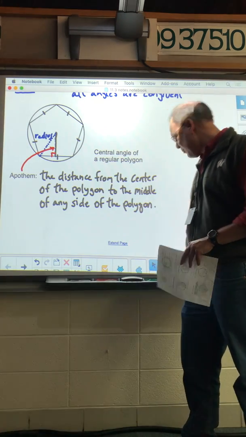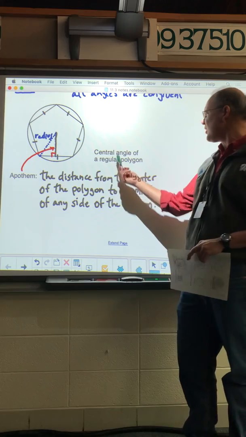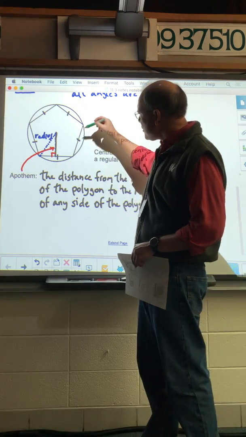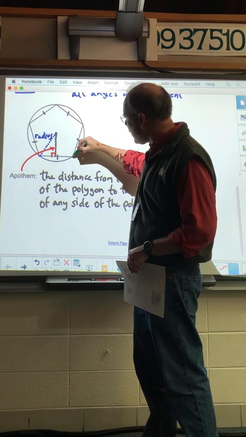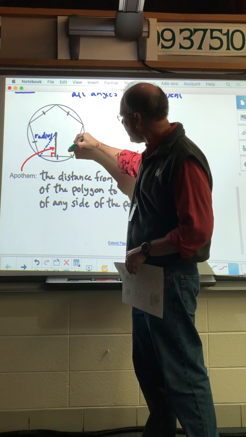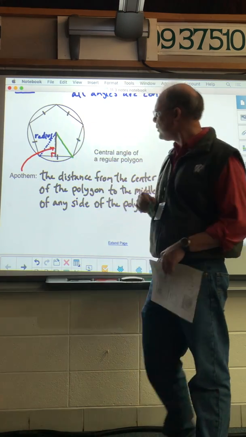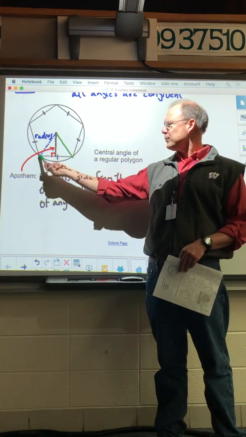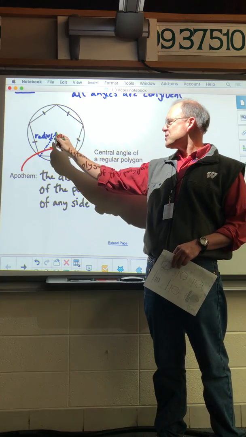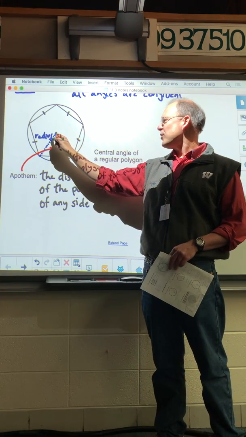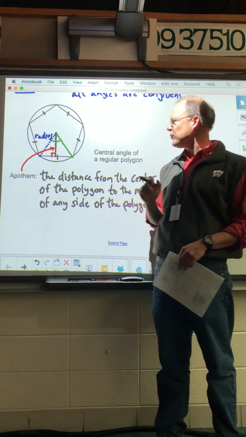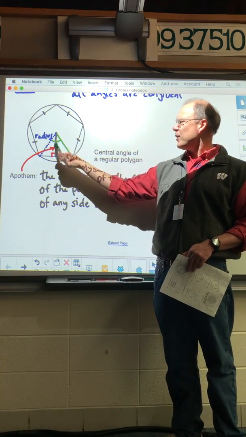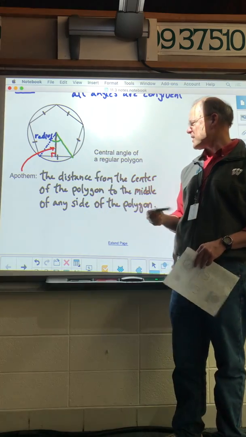Then one other important part here, something called a central angle. So if I draw another radius here, so I've got this triangle right here. Okay, so we've kind of talked about central angles previously when we were doing circles. Okay, so that angle right there, that's called a central angle.